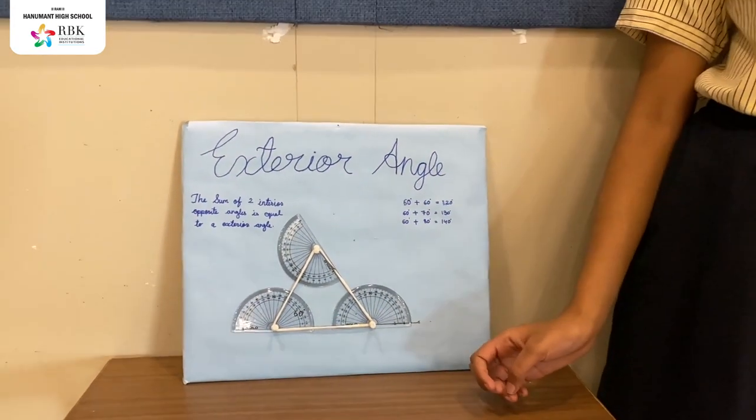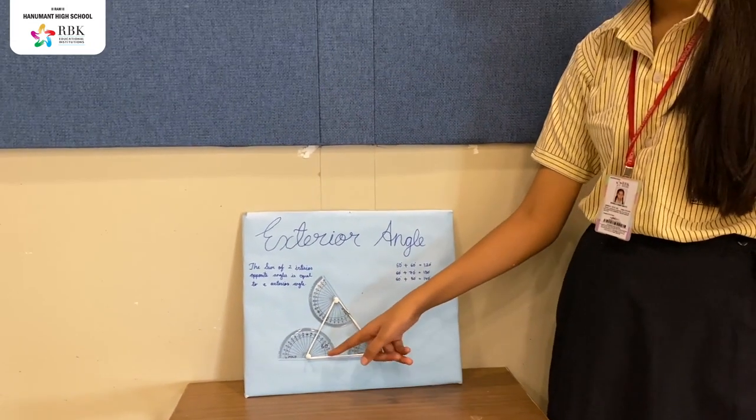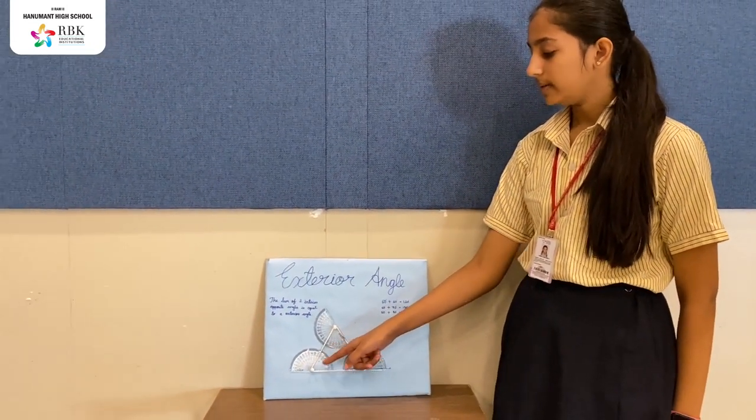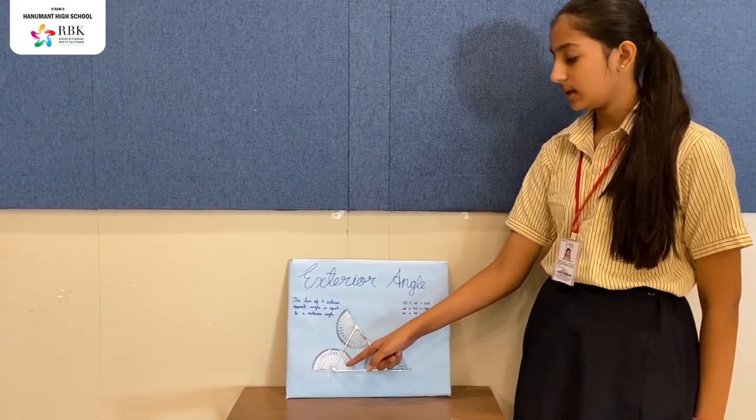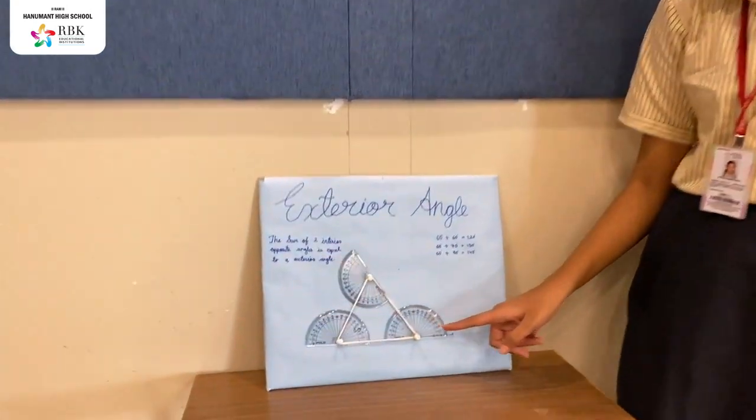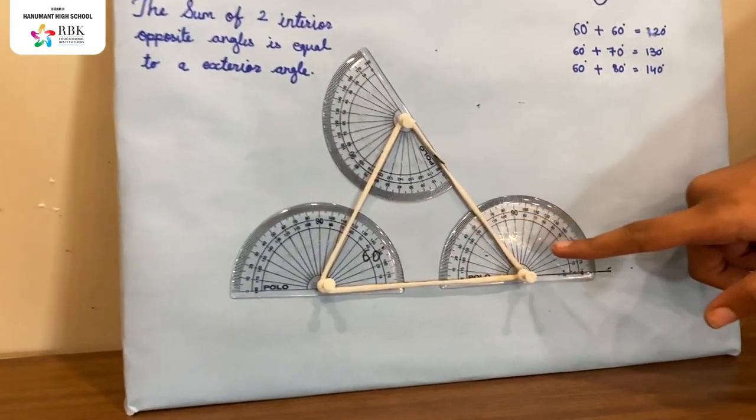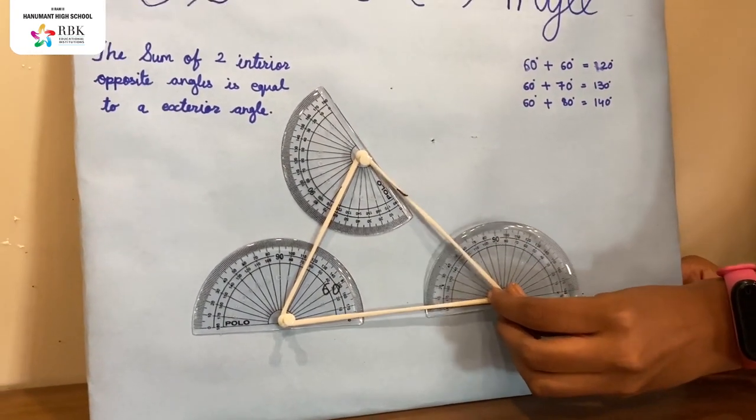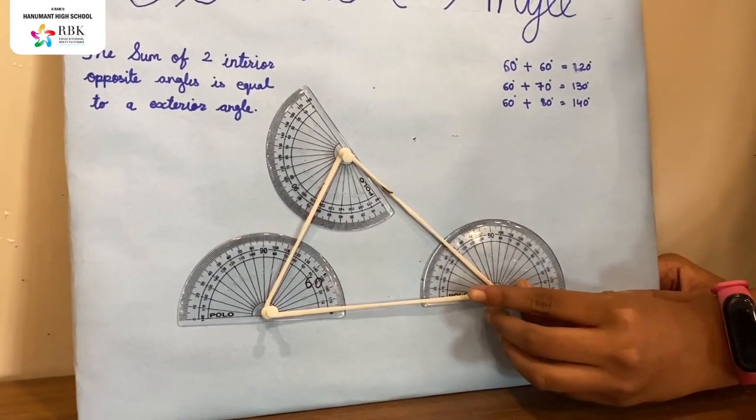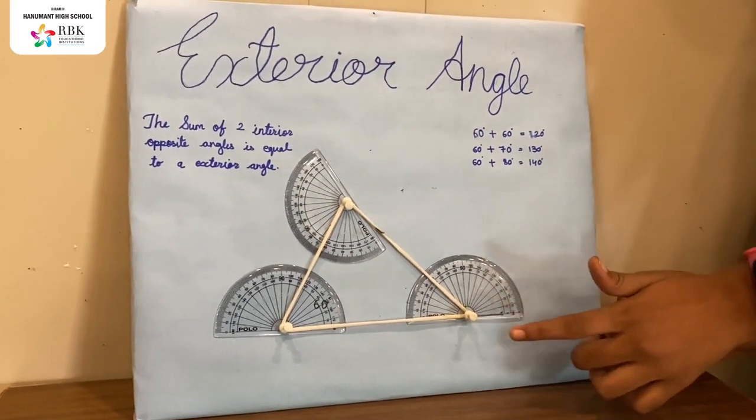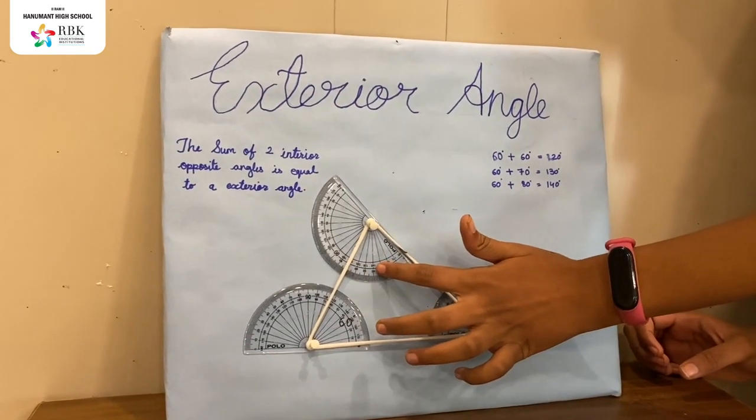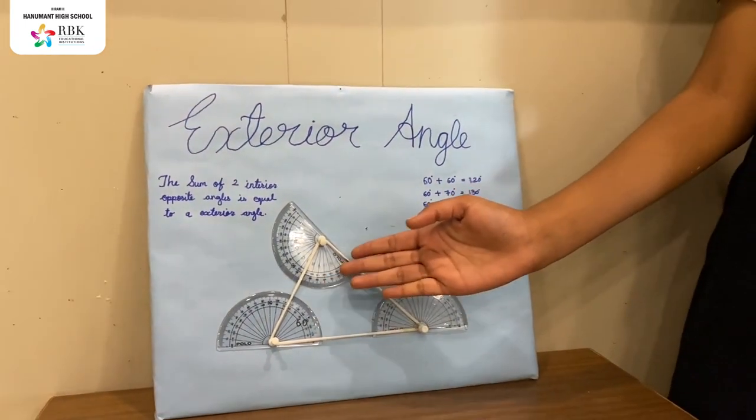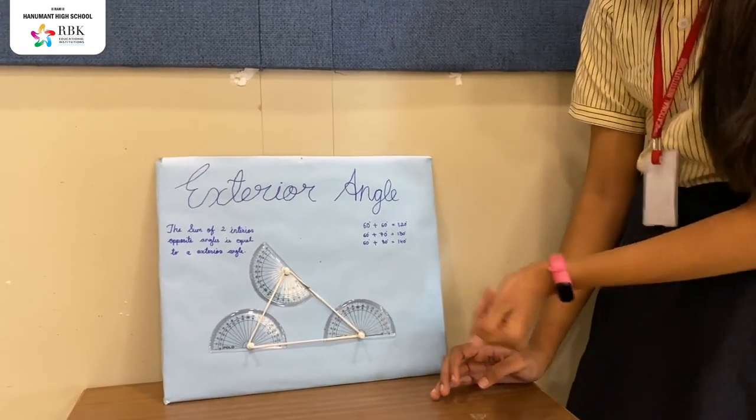So let's begin. For example, here this angle is 60 degrees and this angle is also 60 degrees. When we add the two interior opposite angles, 60 plus 60 is equal to 120, which is the exterior angle over here. Now, if we make this angle 130 degrees and move this to 70 degrees, the two interior angles 60 plus 70 is equal to 130 degrees.